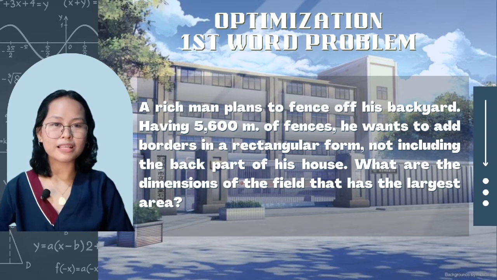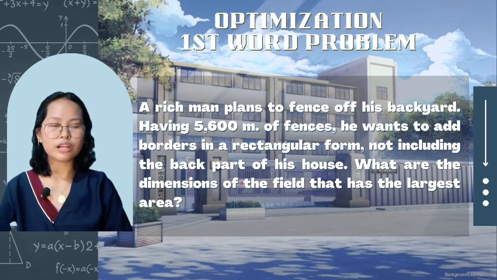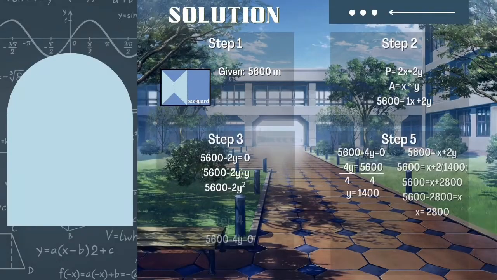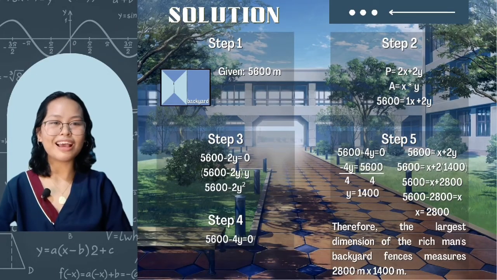A rich man plans to fence out his backyard. Having 5,600 meters of fences, he wants to add borders in a rectangular form, not including the back part of his house. What are the dimensions of the field that has the largest area? To solve this equation, we have 5 steps.